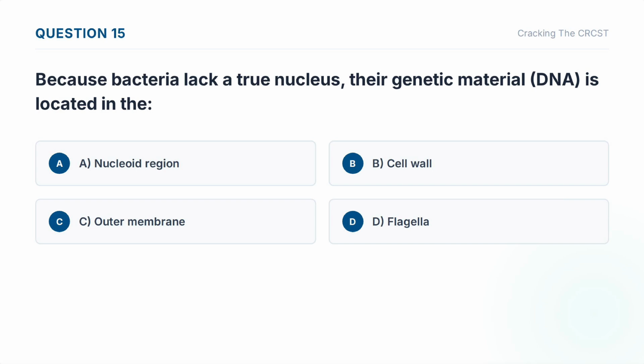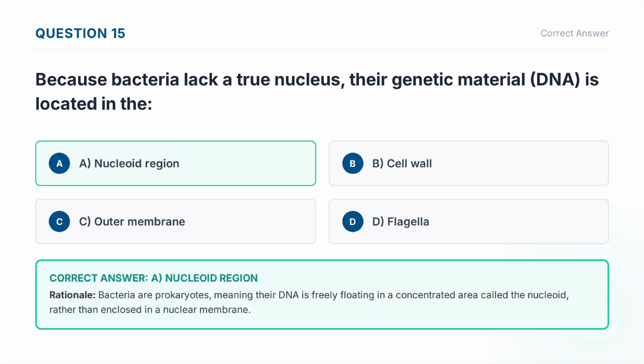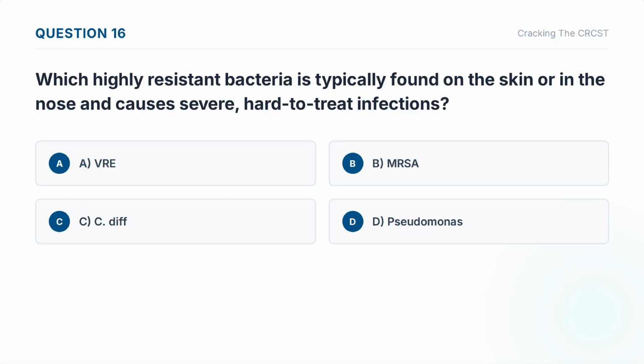Question 15. Because bacteria lack a true nucleus, their genetic material, DNA, is located in the A. Nucleoid region, B. Cell wall, C. Outer membrane, D. Flagella. Correct answer, A. Nucleoid region. Rationale, bacteria are prokaryotes, meaning their DNA is freely floating in a concentrated area called the nucleoid, rather than enclosed in a nuclear membrane.